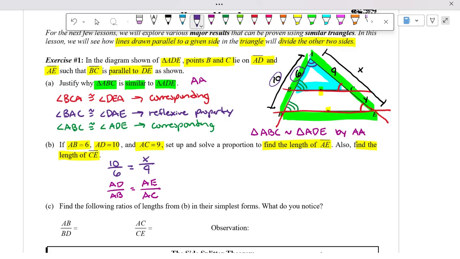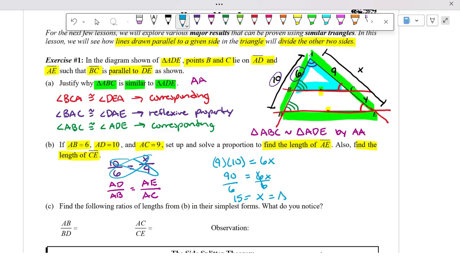Now, who remembers how I solve it? Cross multiply. So I'm going to do 9 times 10 is equal to 6 times x. So what's 9 times 10? 90. It's equal to 6x. What's the only thing I got to do to solve? Divide by 6. What's 90 divided by 6? I have calculators, use them. 15. Right. So x is equal to 15.